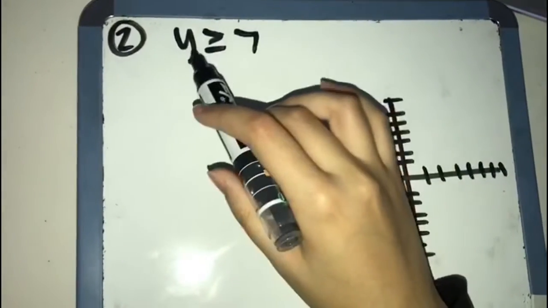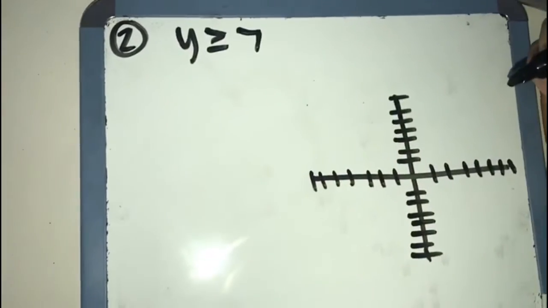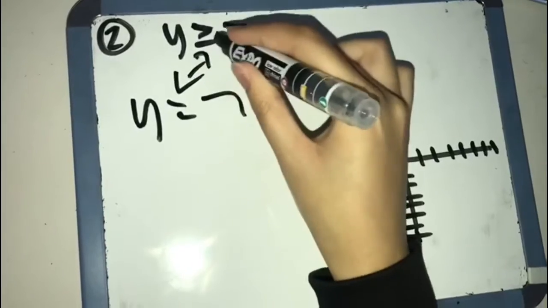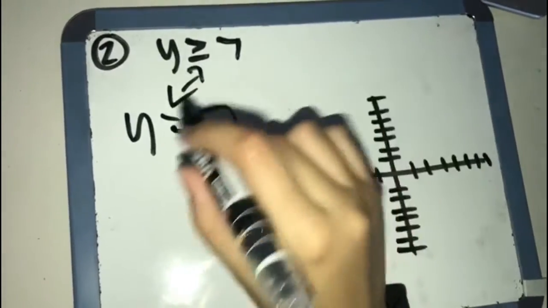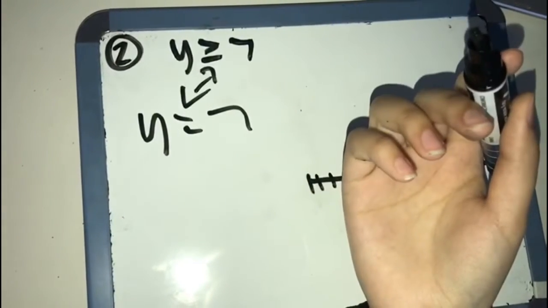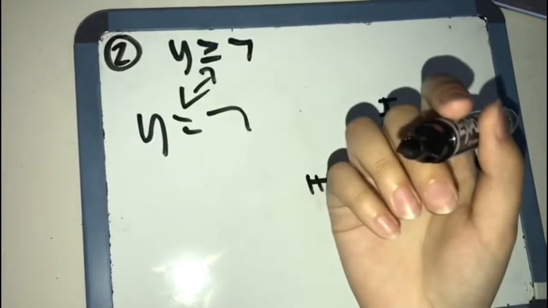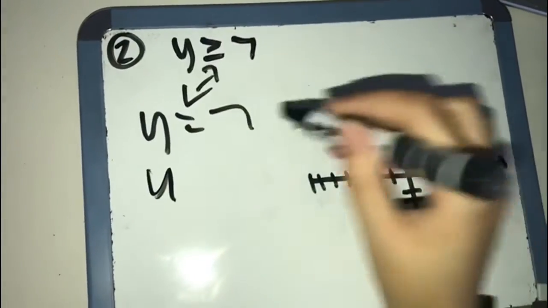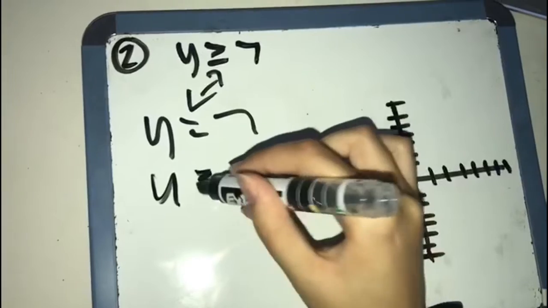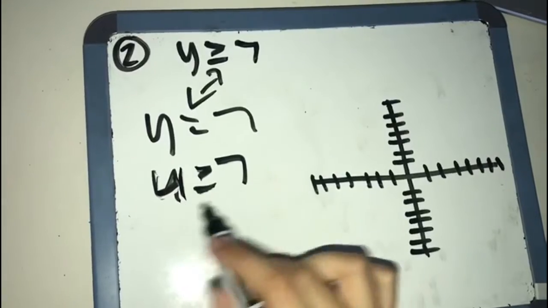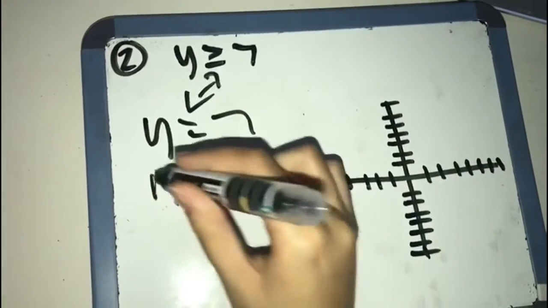So basically, this one says y is greater than or equal to 7. Now, if you think about it, let's try solving it. So let's say y equals 7. You see how I changed the sign to an equal sign, right? So y equals 7. Now, if y was, for example, 4, then this one would not make sense, because 7 is greater than 4, right? So that would make no sense at all.